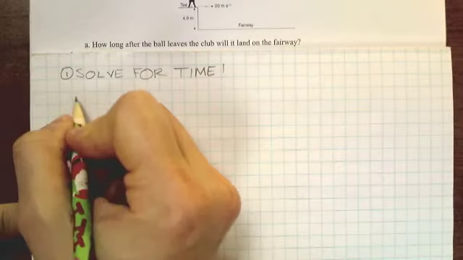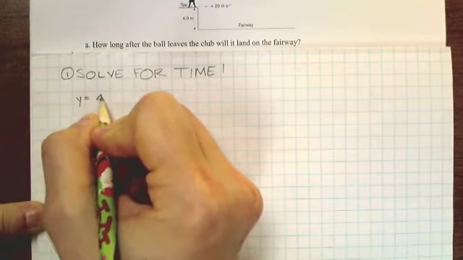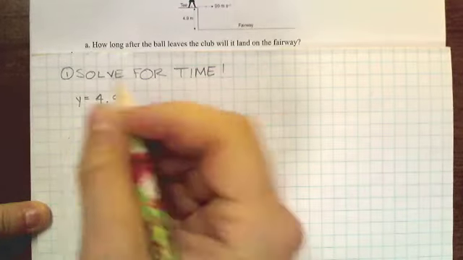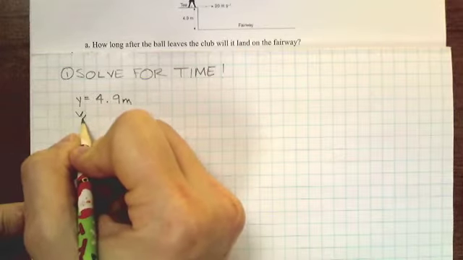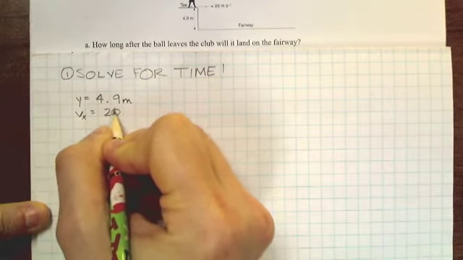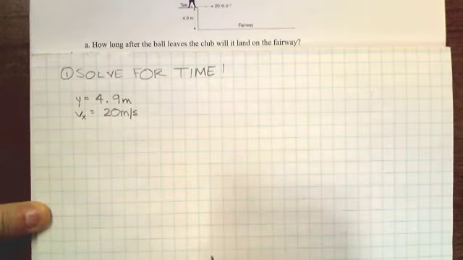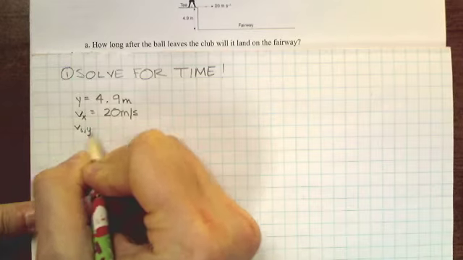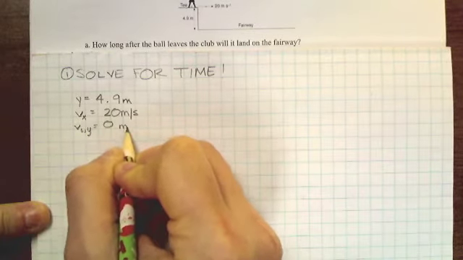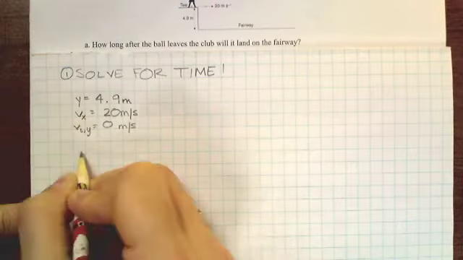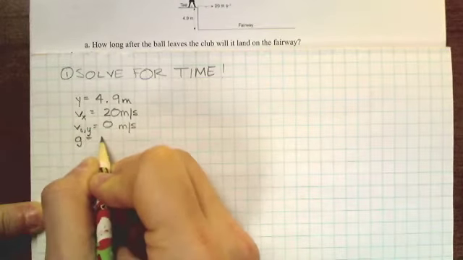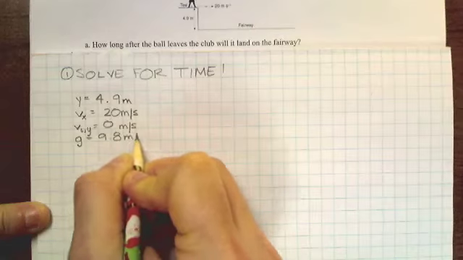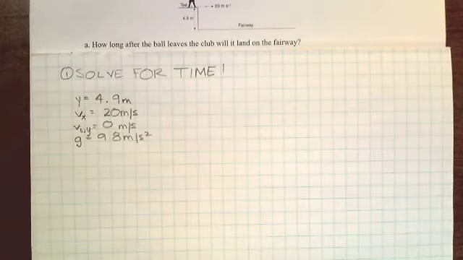Okay, so we know we have a height of 4.9 meters and we have a Vx, or a horizontal velocity, of 20 meters per second. We also know that because the projectile was launched horizontally, or the golf ball, our initial y velocity is 0. And then we know g, which we've memorized, and it's 9.8 meters per second squared.